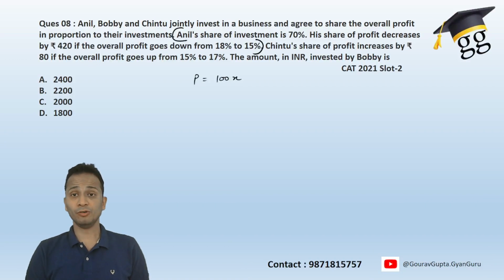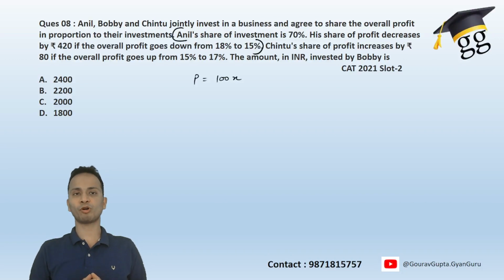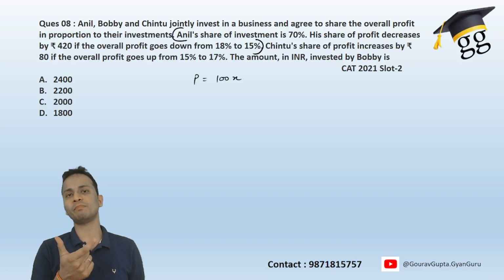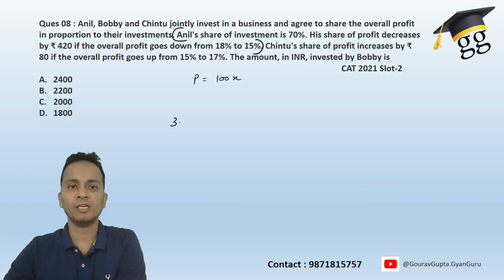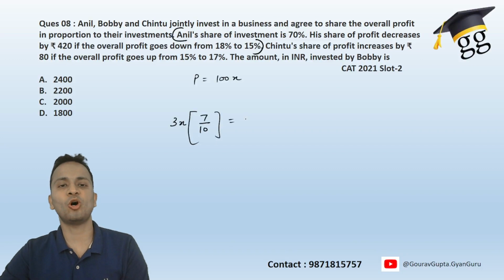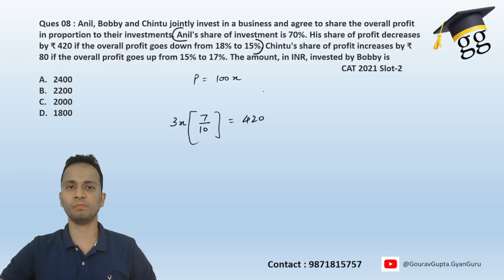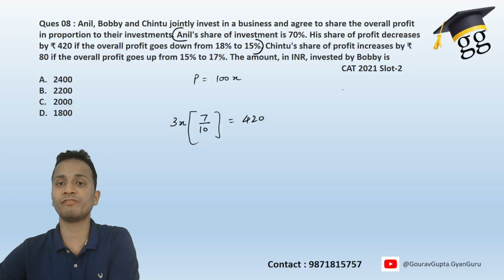Okay. Now his share of profit decreases by 420 if the profit goes down from 18% to 15%. That means profit is reducing by 3%. Now 3% of 100x is 3x. So if the profit is reduced by 3x, okay, Anil will get 70%, okay, and this share has gone down by 420 rupees. Okay, instead of making two different equations, so I would have made two different equations.